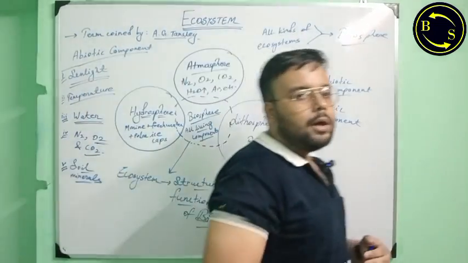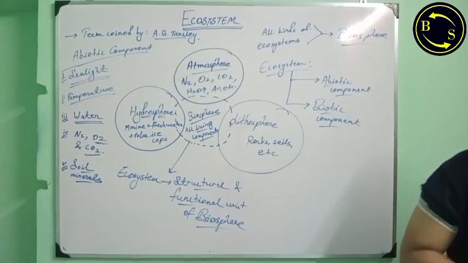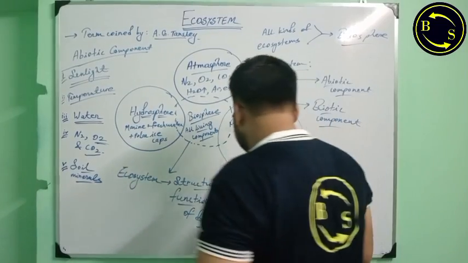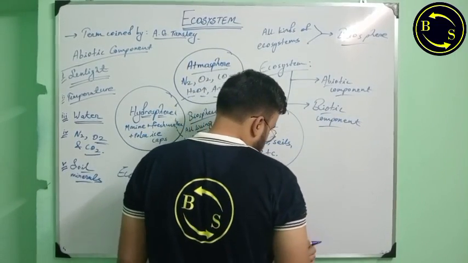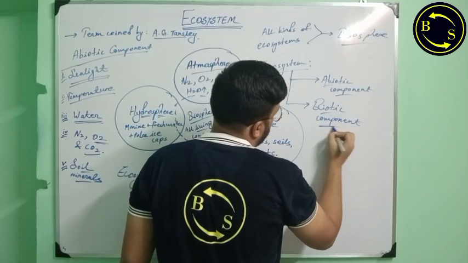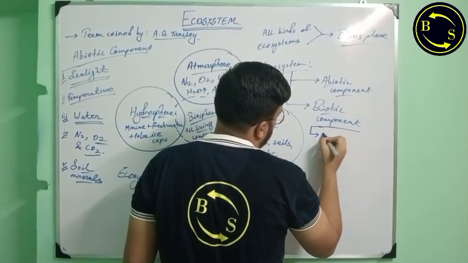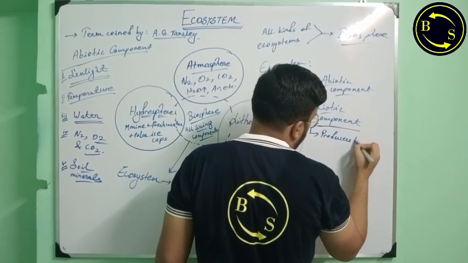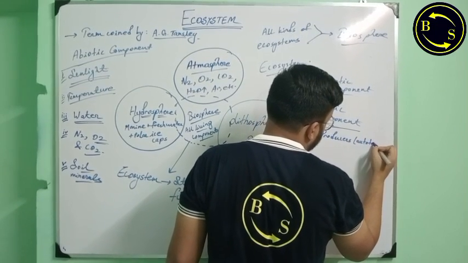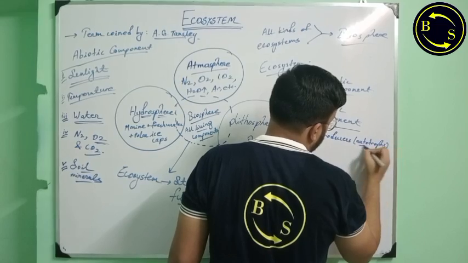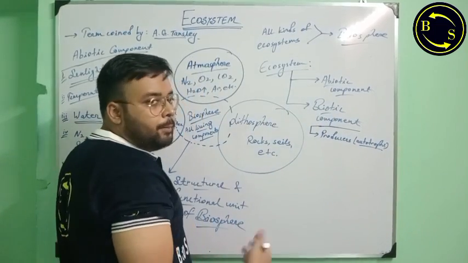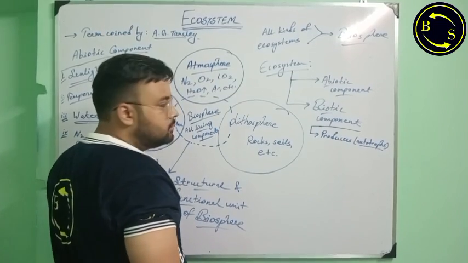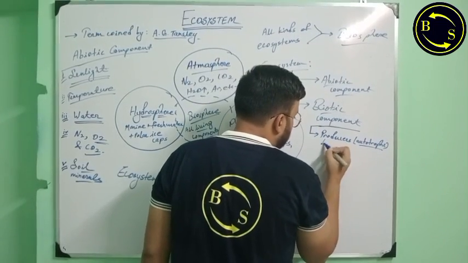Now, if we come to the biotic factors. What are the biotic factors? Biotic components are producers or autotrophs. Green plants, cyanobacteria, algae, they are all producers.